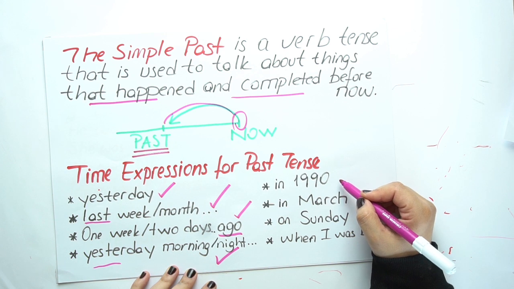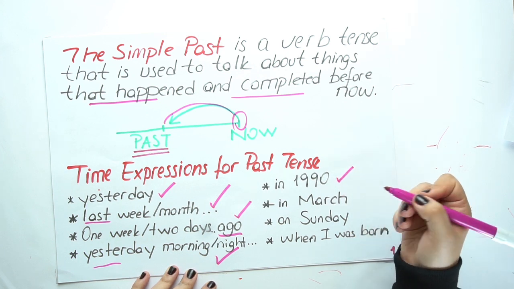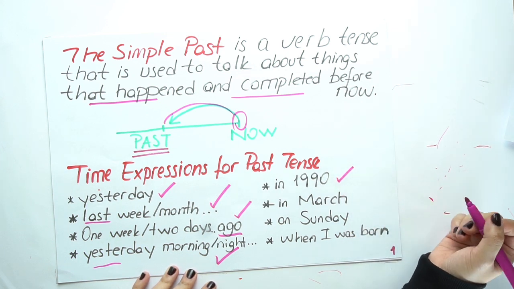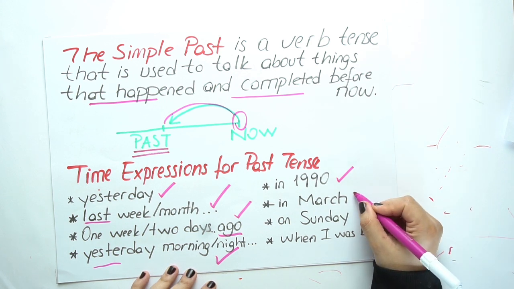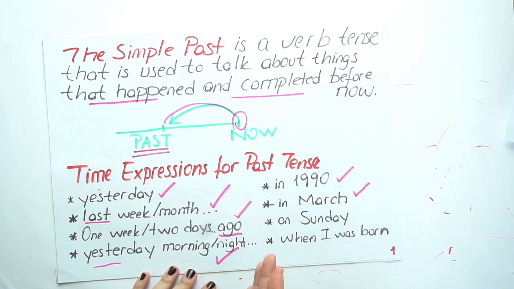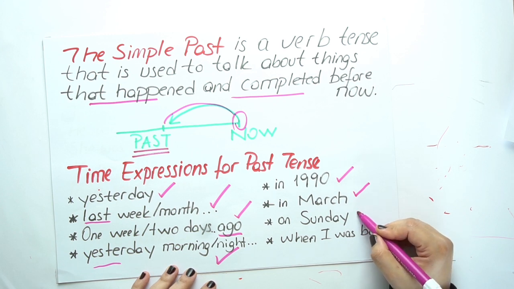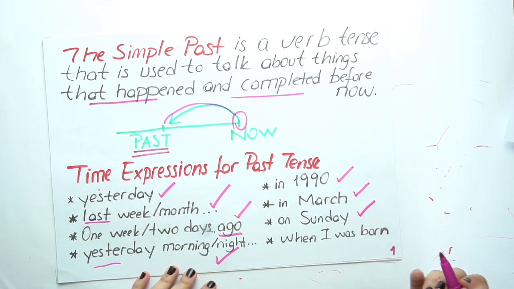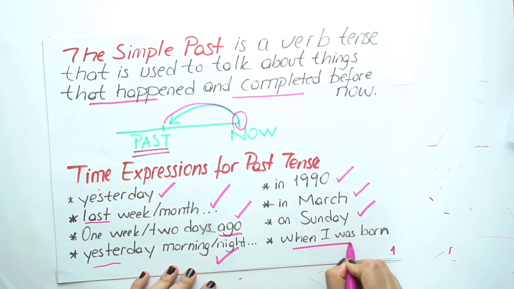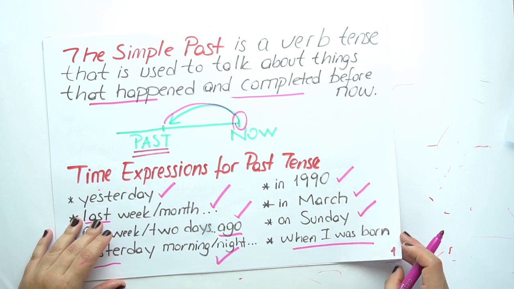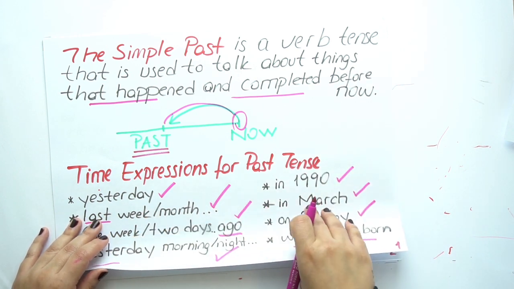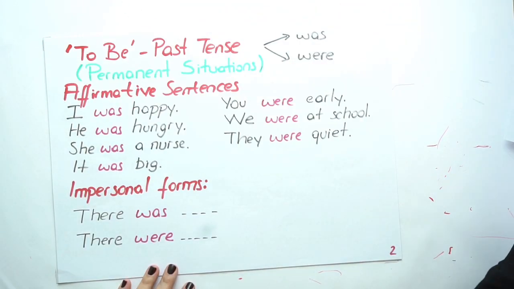In 1990, as we are in 2020 now. In March, we can use the previous months. On Sunday, we can use the days in the past, and some usage like this: when I was born, when I was 5, when I was at high school, and something you want more.